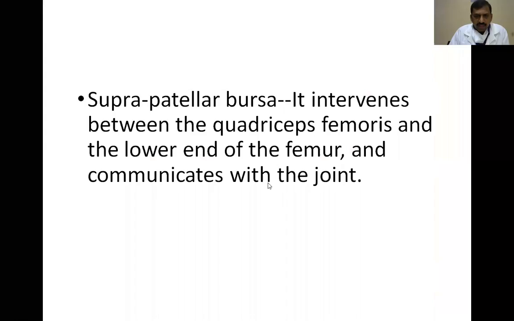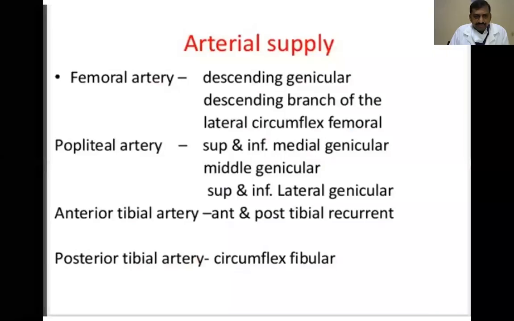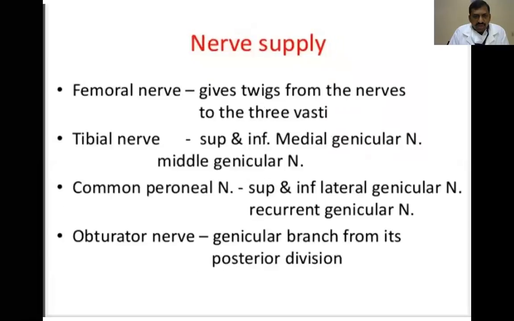Next, coming to the arterial supply, the blood vessels supplying the knee joint are the descending genicular artery, the descending branch of the lateral circumflex femoral artery, and the popliteal artery branches: the superior and inferior medial genicular, middle genicular, and superior and inferior lateral genicular arteries. Also the anterior tibial artery, recurrent branches from the posterior tibial artery, and the circumflex fibular artery. These are all the blood vessels supplying the knee joint.